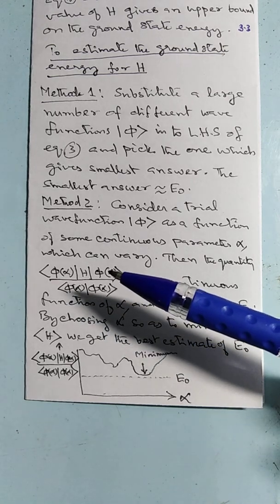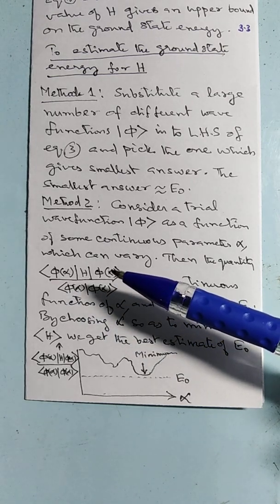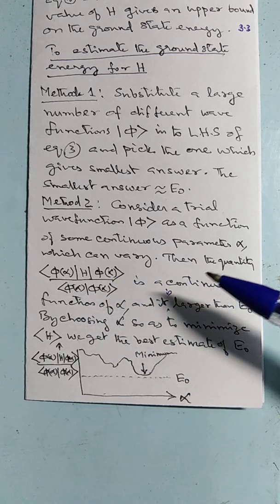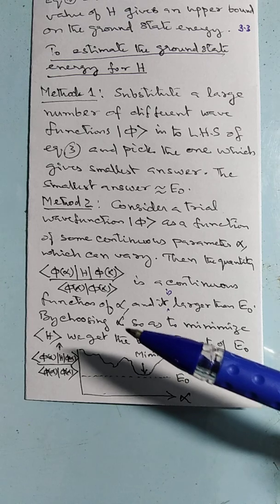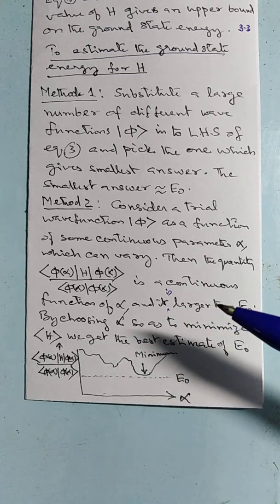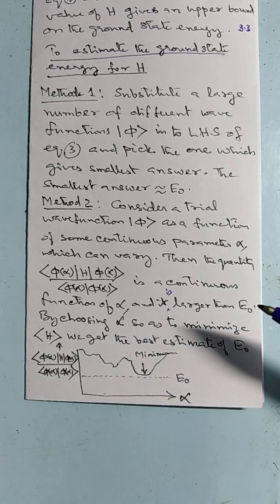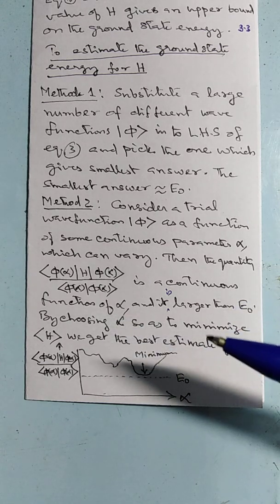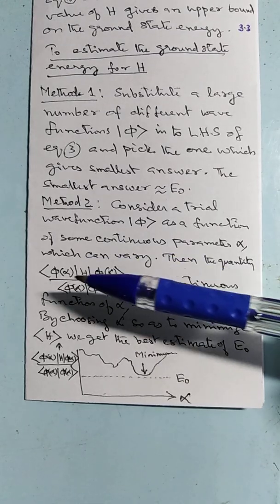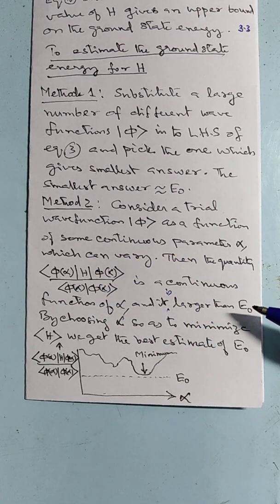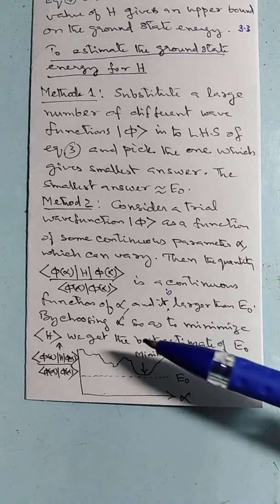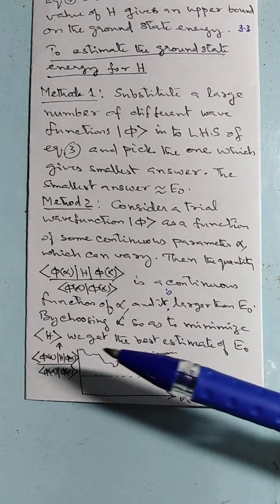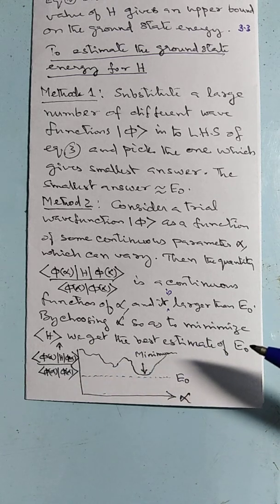Here φ is a function of alpha. As alpha varies, φ also varies. This is a continuous function of alpha and it is larger than E0. This expectation value of H is larger than E0. By choosing alpha so as to minimize the expectation value of H, we get the best estimate of E0.